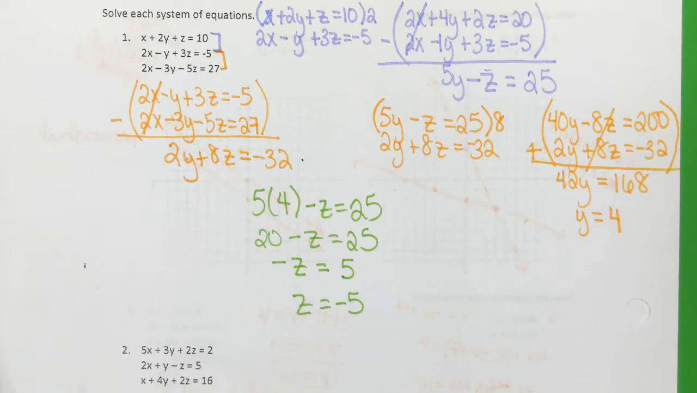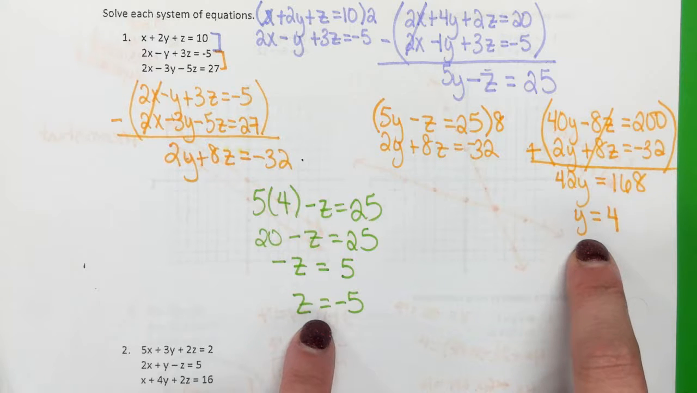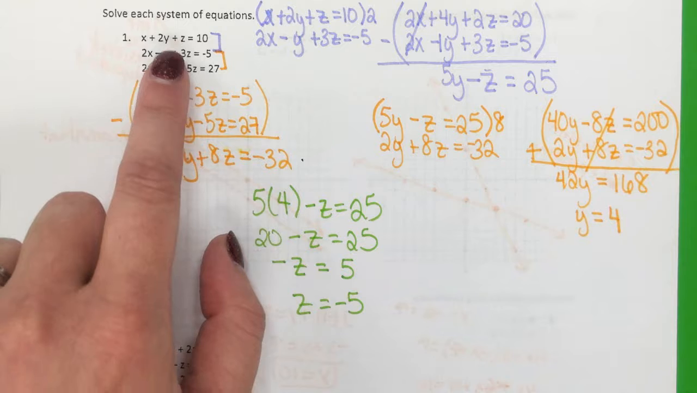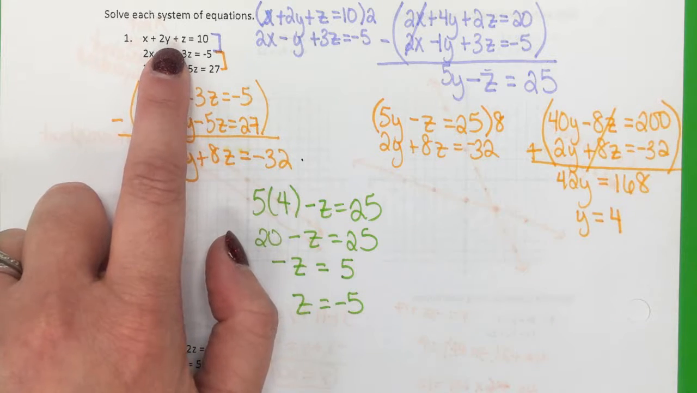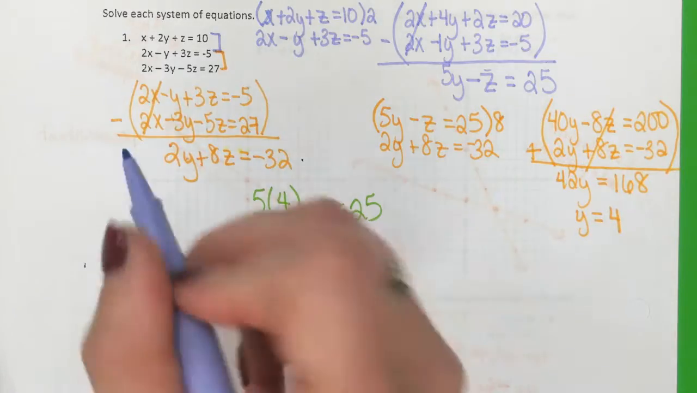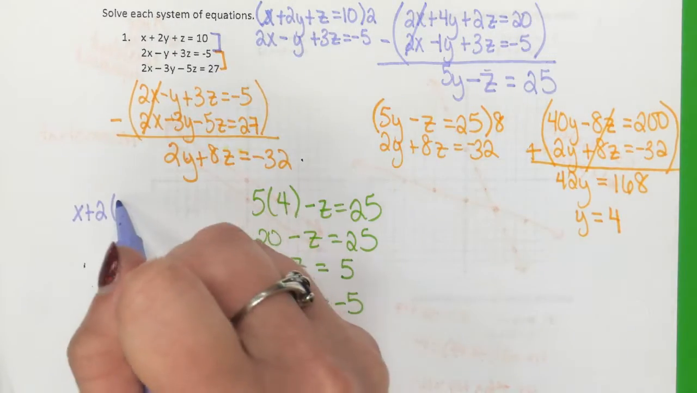Alright, so then I have two variables now. I know y and I know z. So where do I need to plug back into to find x? One of the original ones, right? The top one's probably going to be the easiest one. So let's plug into the top one. So let's see, that'll be x plus 2 times 4.